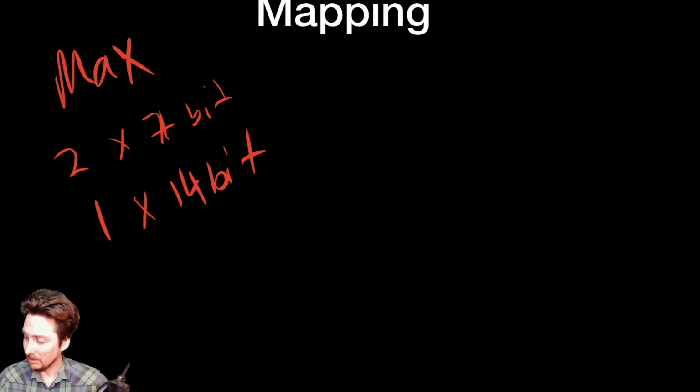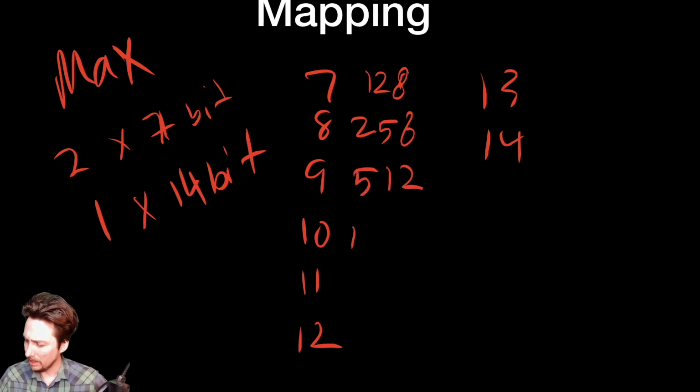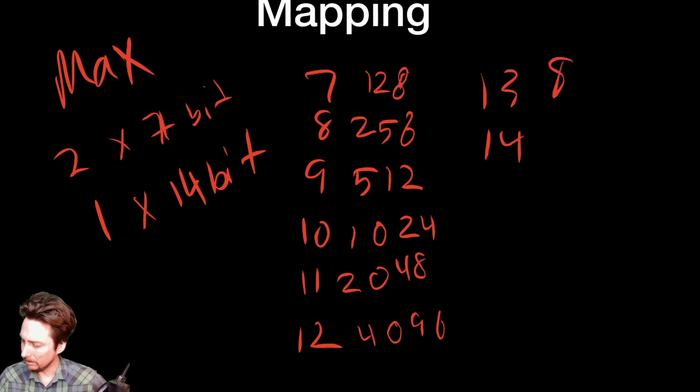So let me just write this out, because sometimes I forget the math off the top of my head. 11, 12, 13, 14. So this is 128, 256, 512, 1024, 2048, 4096, 8,192, 16,384.